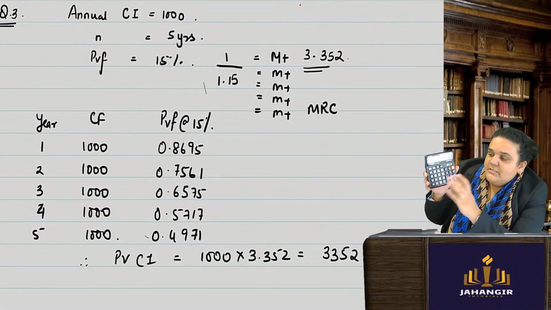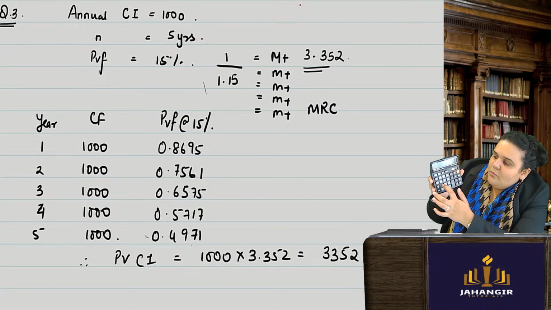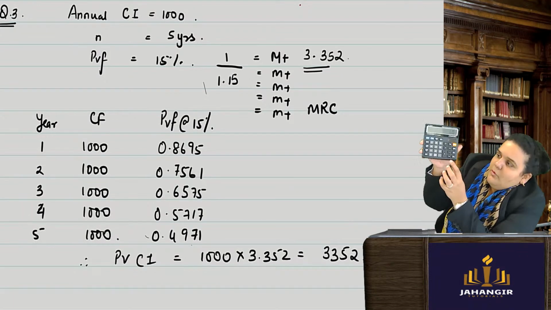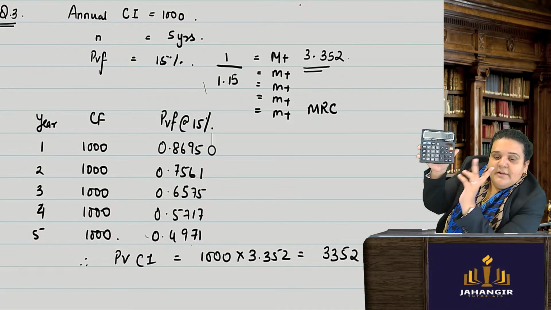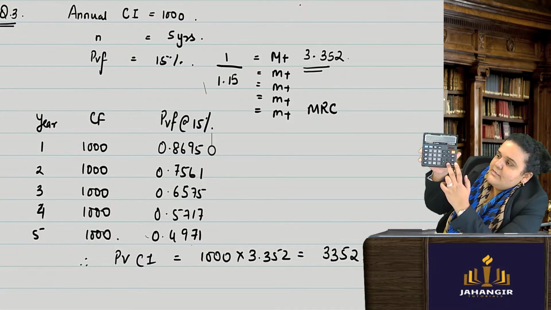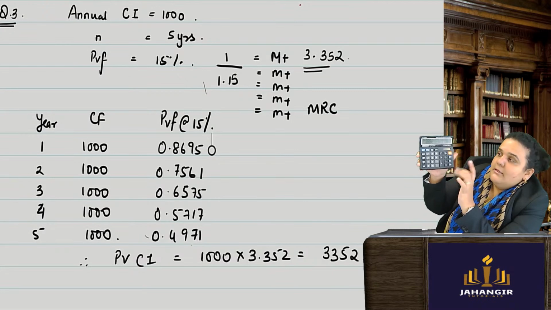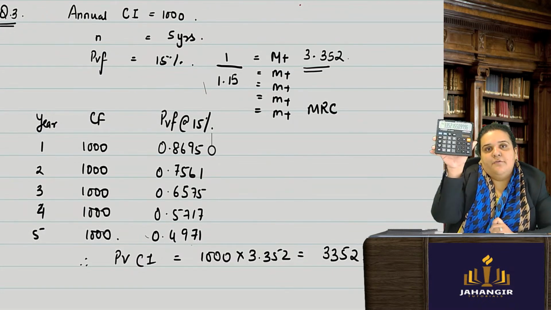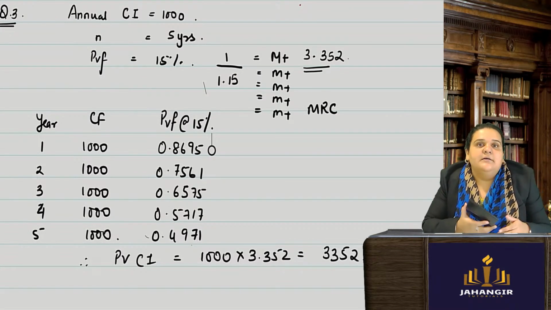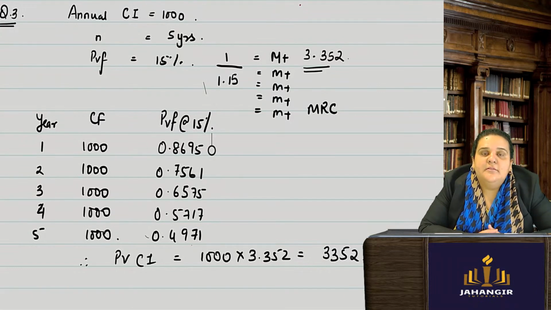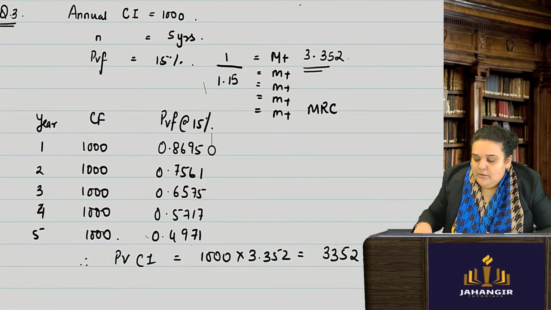Okay, what you have to do: clear your screen first. 1 divided by 1.15. 5 times I will press equal to M plus, so using 2 fingers, 1, 2, 3, 4, 5. Finish. MRC. I'll get a cumulative discount factor for those 5 years. Multiply that with my annual cash inflow. My answer is 3,352.